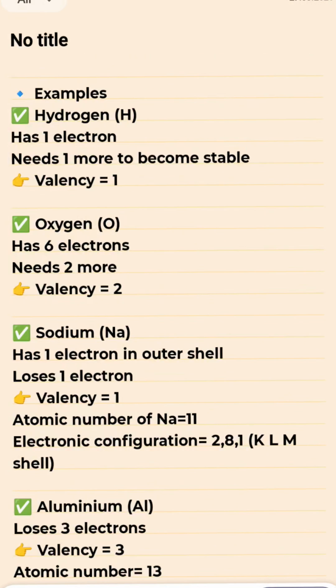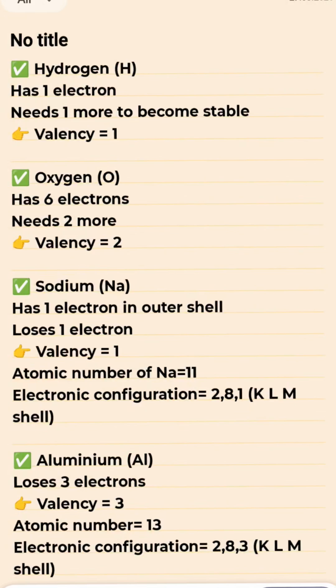Example, say hydrogen, symbol H, it has 1 electron. Why? Because its atomic number is 1. It has 1 proton, 1 electron, electrically neutral. It needs 1 more electron. Why? Because if it can gain 1 more electron, it will gain the duplet configuration like helium and attain stability. So how many more electrons does it need in order to attain stability? It needs only 1 more electron. So the valency is 1.